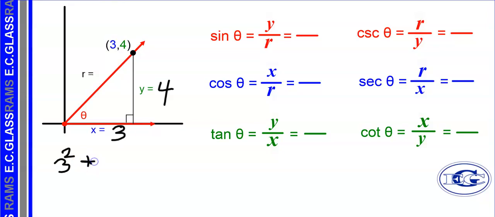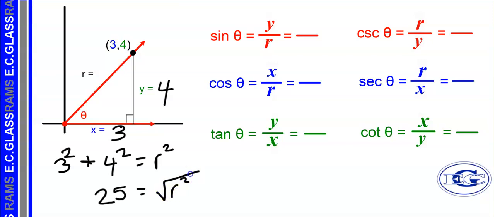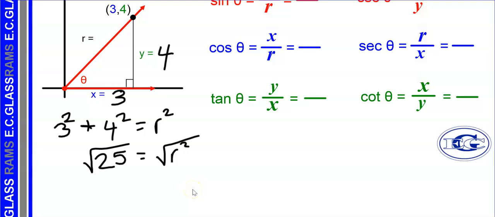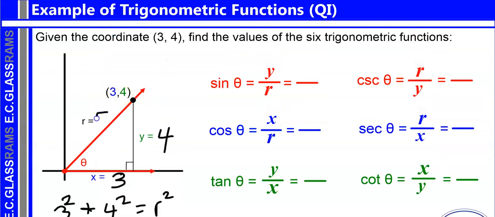3 squared plus 4 squared equals r squared. And you say, alright, let's evaluate it. 3 squared plus 4 squared is equal to 25, equal to r squared. But you have to take the square root of both sides in order to solve for r. So if you do that, 25 is a perfect square, so therefore 5 is equal to r. But please understand, this is not our final answer. This is what we needed to do to find the final piece.